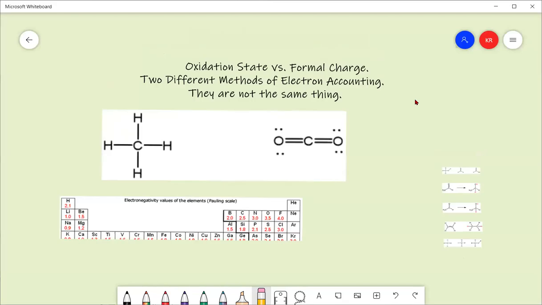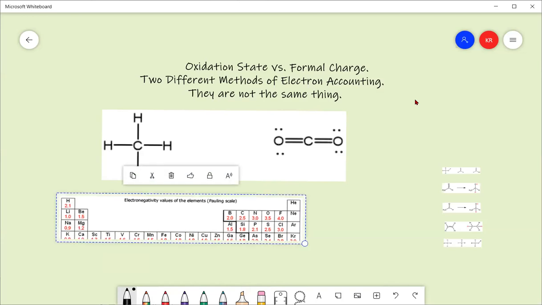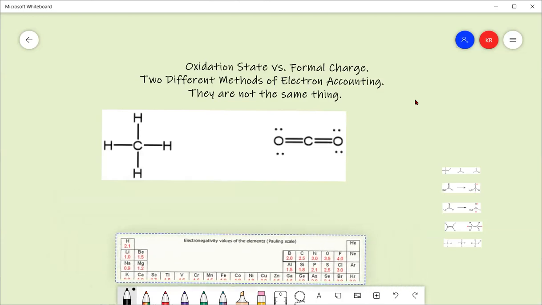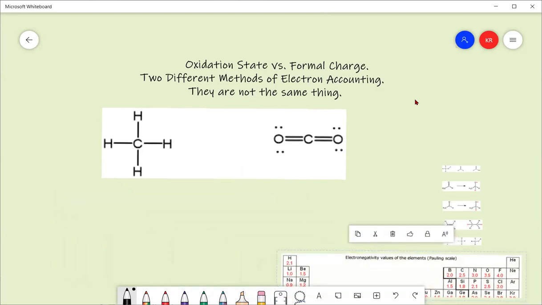Now when we calculate the oxidation state, we assign the electrons differently. What we're going to do is assign all of the electrons to the more electronegative atom. If I look at hydrogen here, the electronegativity is 2.1, and for carbon it's 2.5. So carbon is more electronegative than hydrogen. I'm going to assign all of the electrons to the carbon. Let me move this out of the way, and let's calculate our oxidation state now.